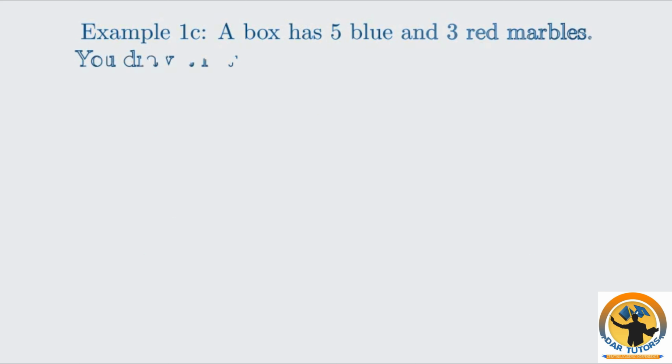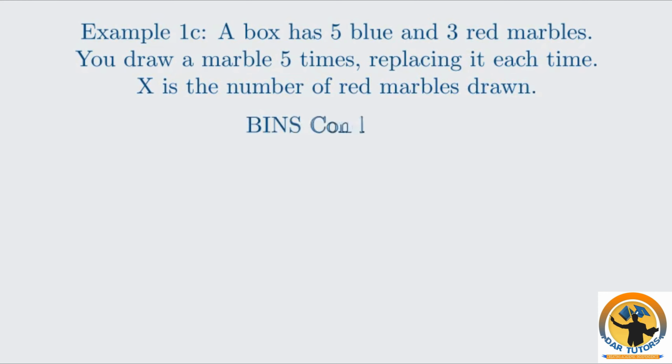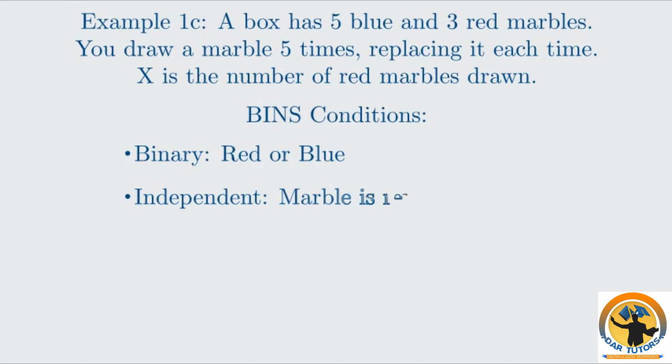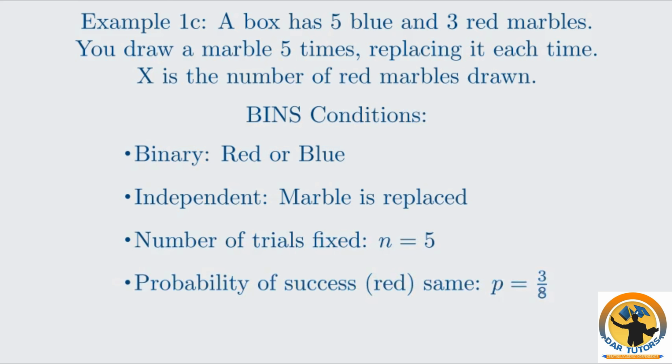Now consider this scenario. You have a box with 5 blue and 3 red marbles. You draw a marble, replace it, and then draw another. You do this a total of 5 times, and x is the number of red marbles drawn. Is this binomial? Let's check BINS again. Binary? Yes, you draw a red or a blue. Independent? Yes, because you replace the marble each time. Fixed number of trials? Yes, n equals 5. Same probability? Yes, the probability of drawing a red marble is always 3 out of 8. So, this is also a binomial experiment.